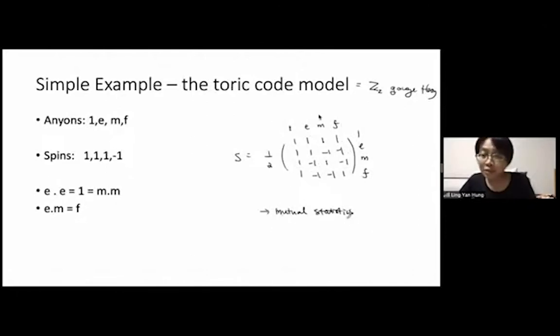It's basically giving you the mutual statistics. And you can check that with appropriate normalization, that is related to the so-called quantum dimension of the model, this is a unitary matrix. The fusion rules, because this is a Z2 gauge theory: E fused with E is just identity, similarly M fused with M, but then F is an EM bound state, so E fused with M equals F. So this is the simplest possible modular tensor category that you can find. And I'll use it to illustrate this concept of anyon condensation shortly.